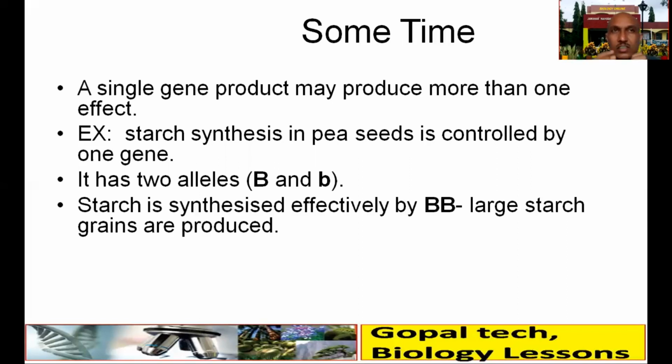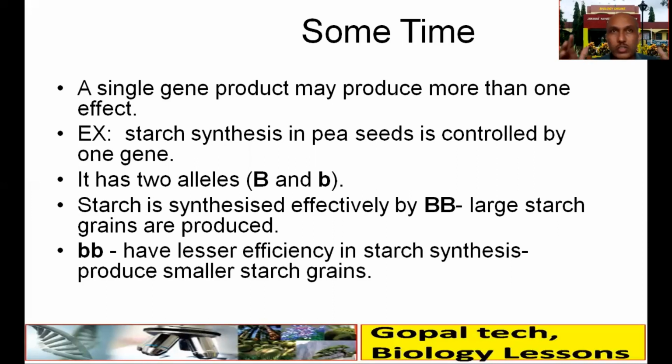Now starch is synthesized very effectively and more starch will be produced if the genotype is capital BB and large, more starch, so the large starch grains are produced because of more storage. Then pure homozygous small bb have lesser efficiency क्योंकि altered gene है. So efficiency in starch synthesis is very less. So therefore less starch is produced, less starch will get deposited and smaller starch grains are produced.